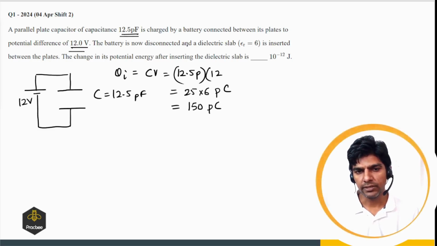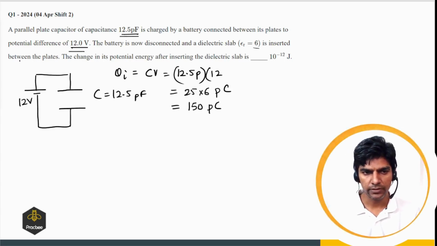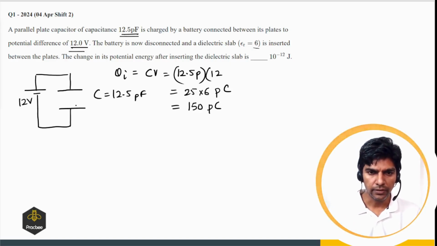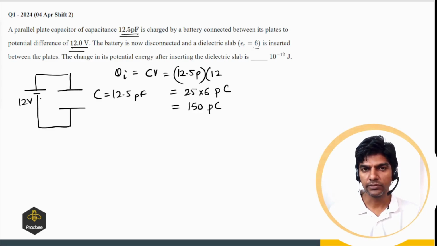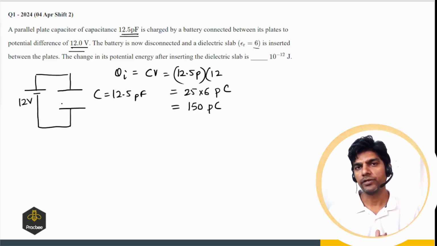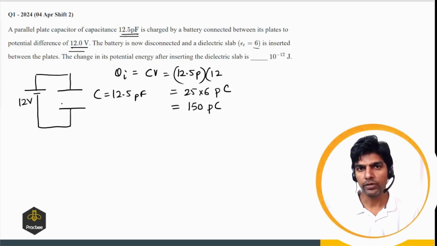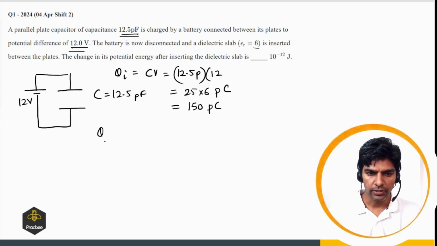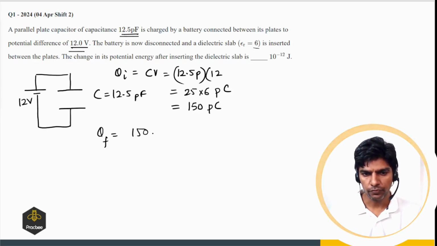The battery is now disconnected, and a dielectric slab of dielectric constant 6 is inserted between the plates. Find the change in its potential energy after inserting the dielectric slab. So we have to find the change in energy. For that, when there is no battery connected, the charge on the capacitor will not change because there is no conducting path for the charge to move. So in such cases, when the battery is not connected, you have to keep the charge the same. So we can say the final charge will be the same, 150 picocoulomb.